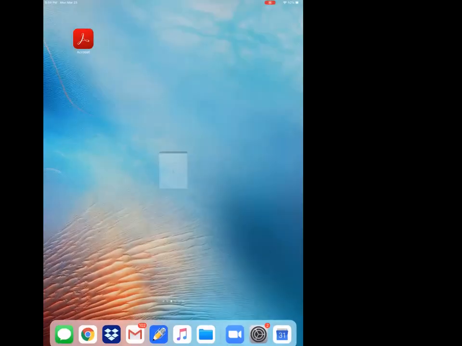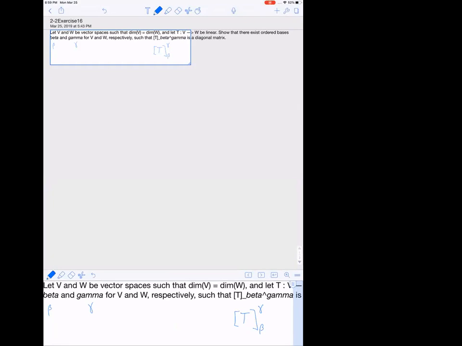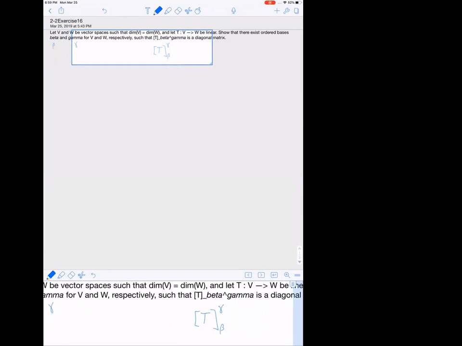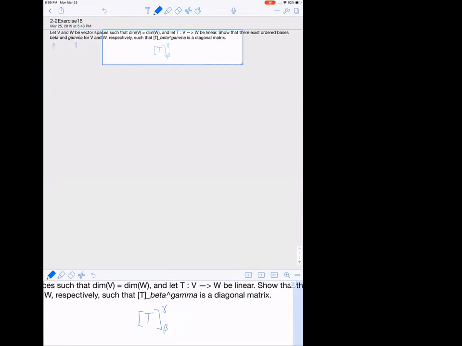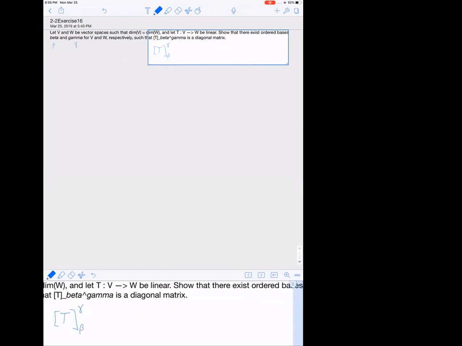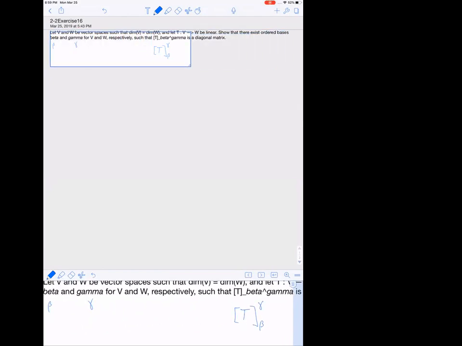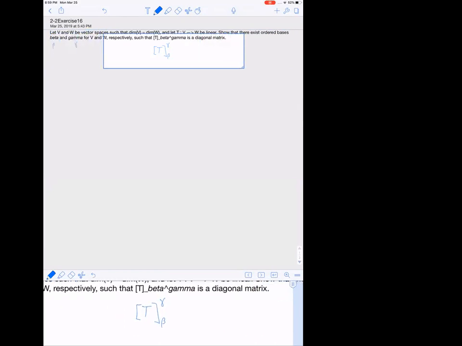Hi, everybody. Here I am with the solution to section 2.2, exercise 16 by request. Let V and W be vector spaces that have the same dimension, and let T be a linear transformation between them. Show that there exist ordered bases beta and gamma for vector spaces V and W respectively, so that the matrix that represents the linear transformation with respect to those two bases, that is T bracket sub beta super gamma, is a diagonal matrix.